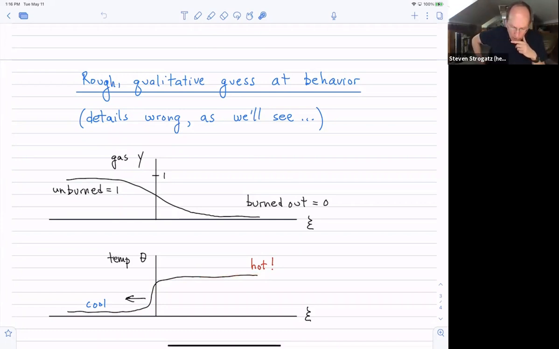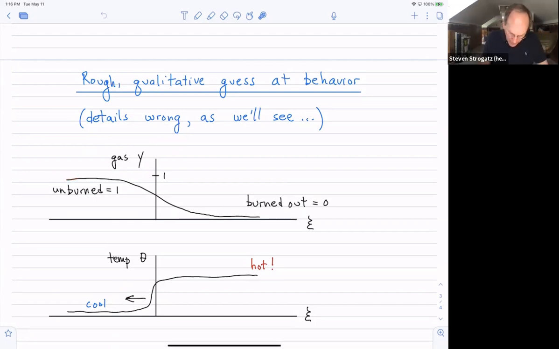So what we want to do then is look for a traveling wave propagating in this direction, right? Propagating from right to left. And we can see what boundary conditions we might expect intuitively, that the y variable should asymptotically be zero out here at large xi, that's positive. It should be one over here as xi goes to negative infinity.